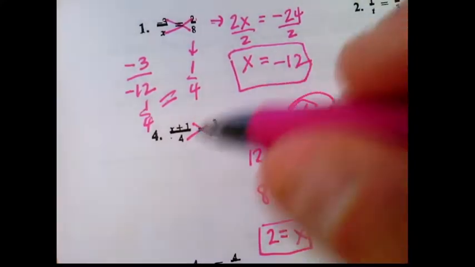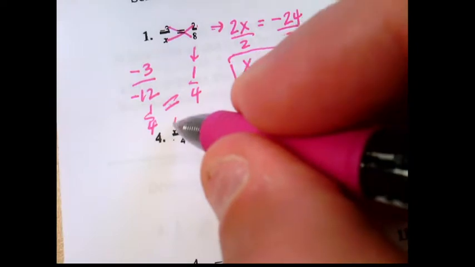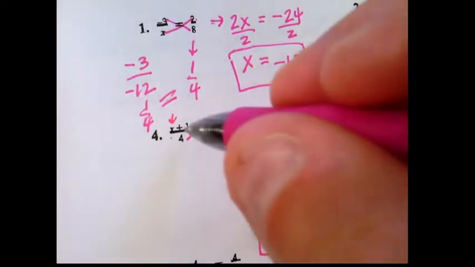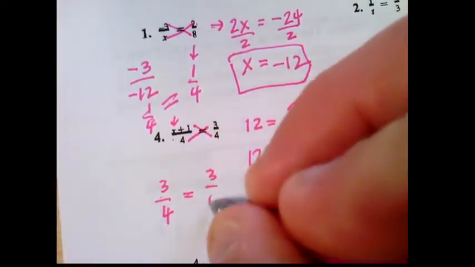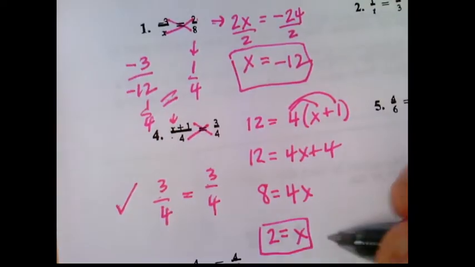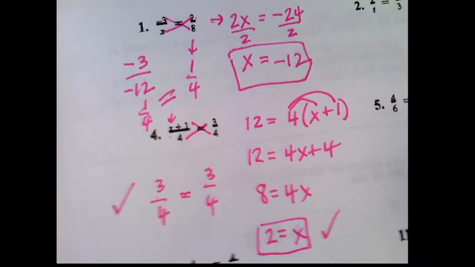Okay? Now again, how do I check this? If I plug my x back in right there, I get 2 plus 1, which is 3 over 4. Does that equal 3 over 4? The answer is yes, so this is my correct answer there. Okay.